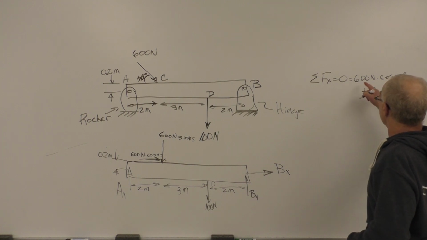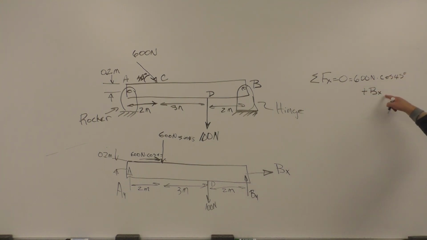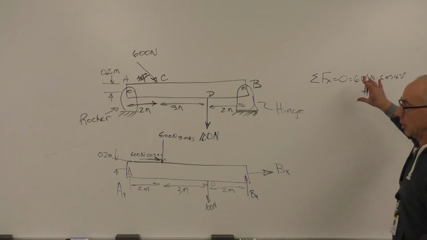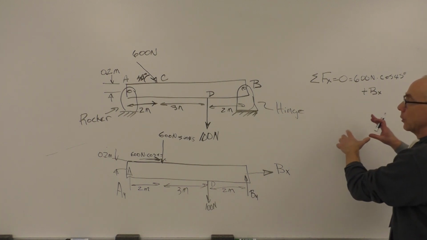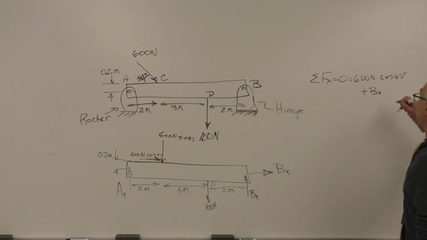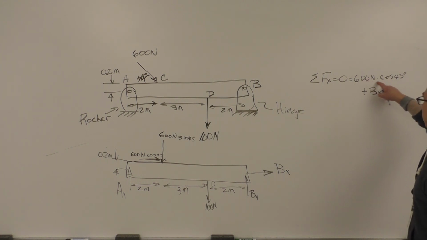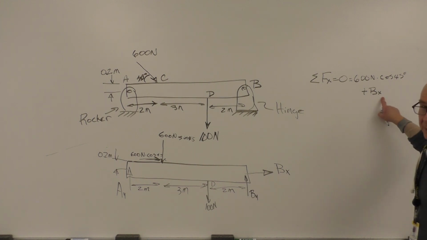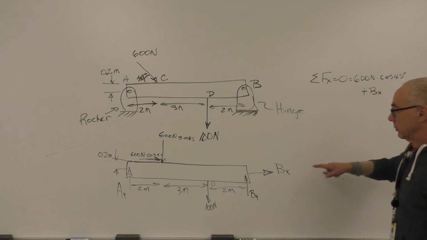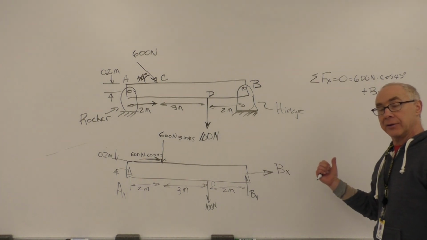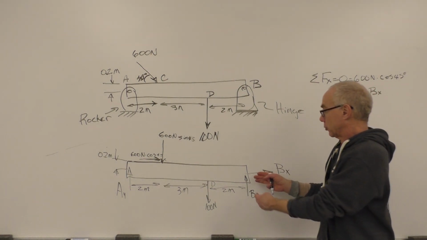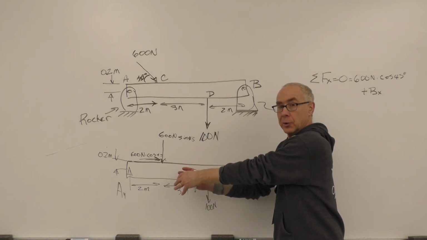So 600 newtons times cos 45 plus bx equals 0. You can see right away, hey, we can solve for bx right away. So this enables us to do part of our solution immediately. It's always good to think about it as you're writing these things. In fact, 600 newtons is going to be a positive value, so bx is going to be a negative value. So what we find is that the direction that we drew it, in the positive x direction, is in fact incorrect. And the correct support reaction is a force acting towards the left.